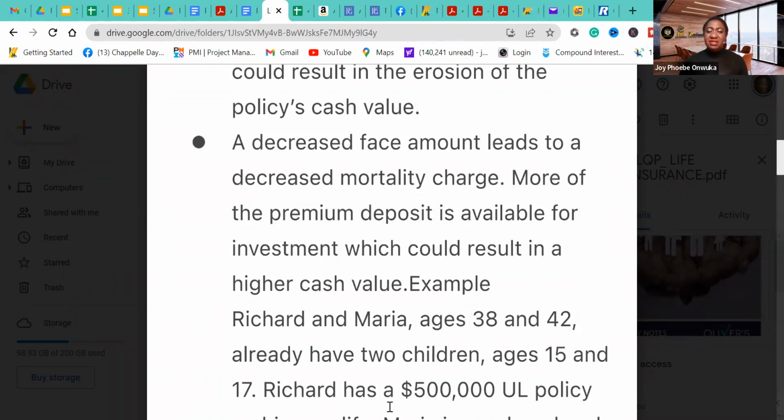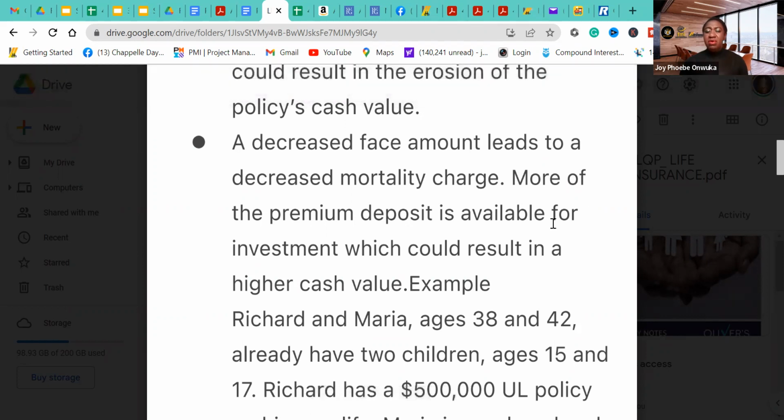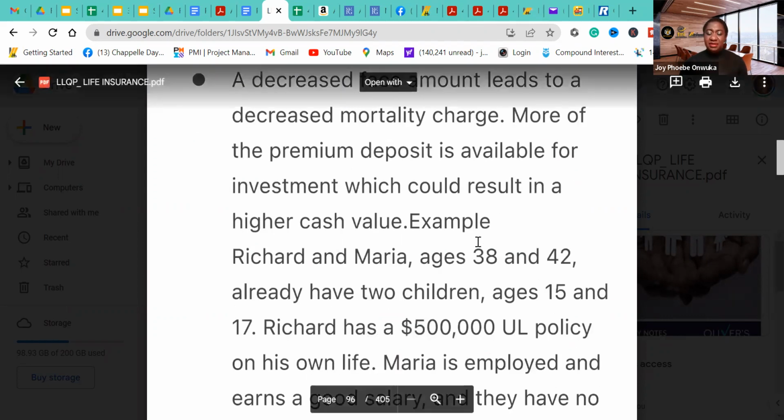All right, a decreased face amount leads to a decreased mortality charge. More of the premium deposit is available for investment, which could result in a higher cash value.